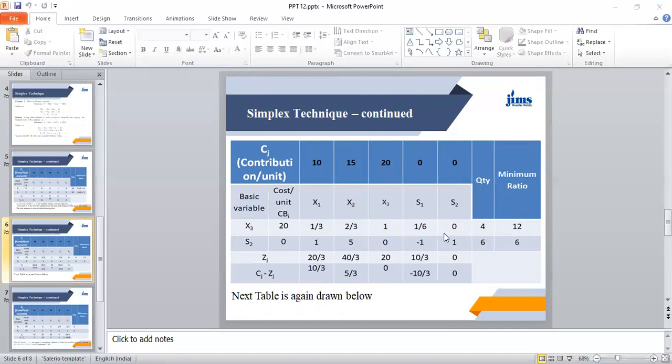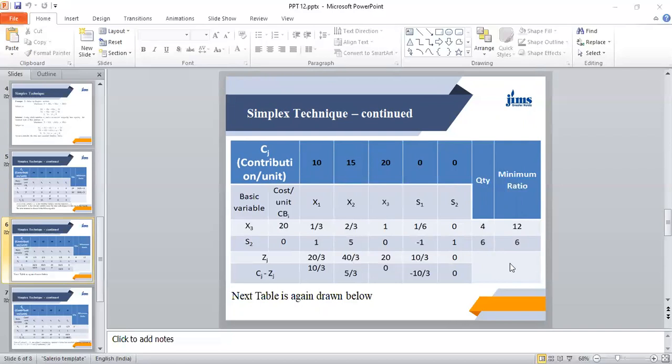Now we divide the quantity column by this column. 4 divided by 1 by 3, that is 4 into 3 is equal to 12. 6 divided by 1 is equal to 6. What is the minimum value? Minimum value is 6. Minimum ratio is 6. So this becomes the key row.